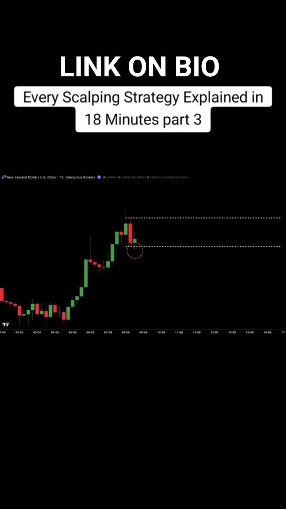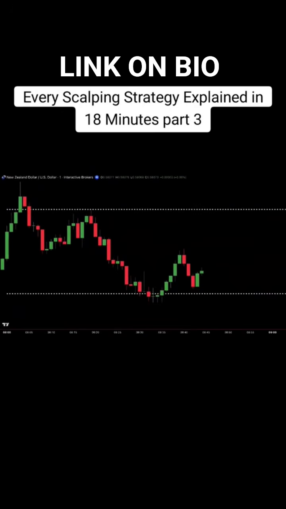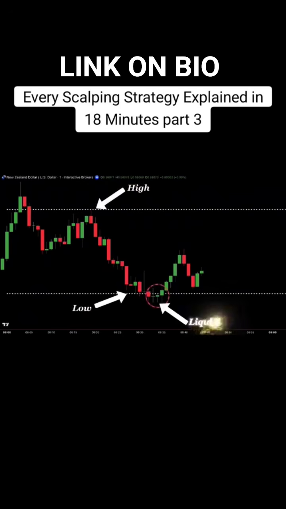If the next candle breaks the range and then closes back inside it, that's a liquidity sweep, and that becomes your signal. Now switch to the 1-minute chart. You'll notice the same thing. The high and low of that 15-minute candle now form a range on the lower time frame. Price breaks below the range and then closes back inside it, forming a liquidity sweep.